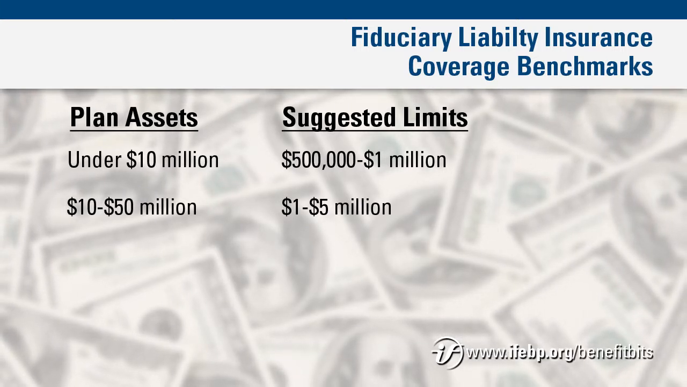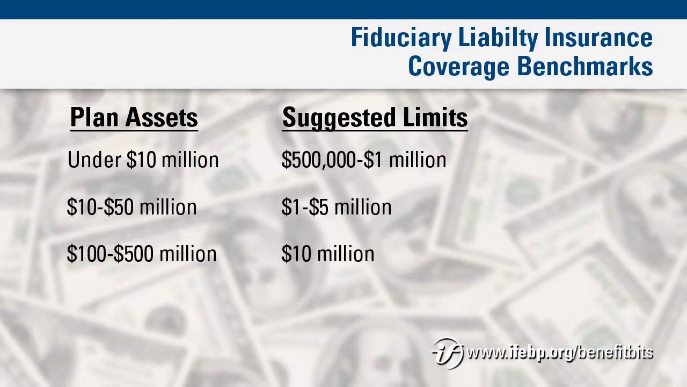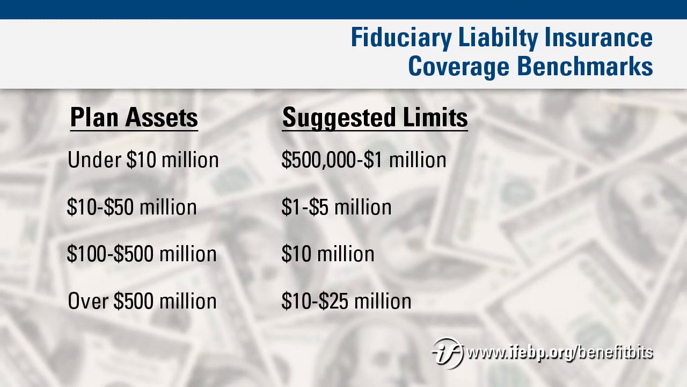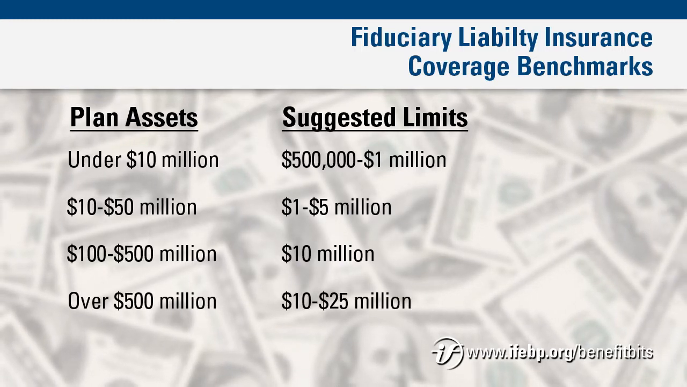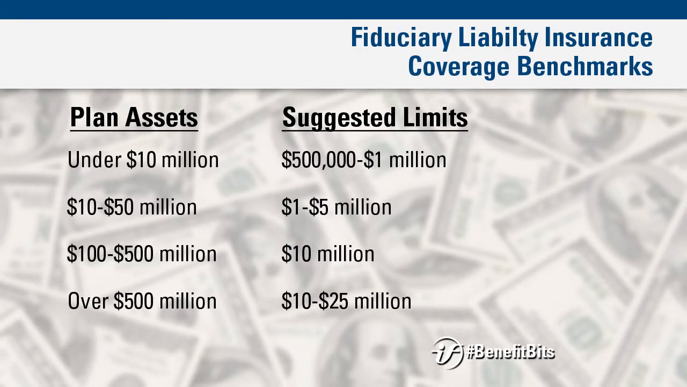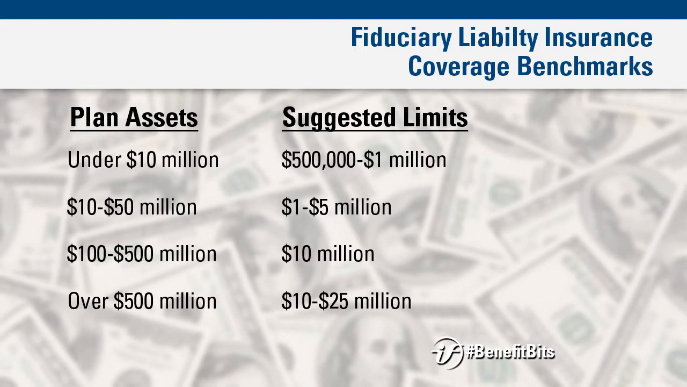And if you're somewhere between $100 million and $500 million, you would start considering $10 million in limits. And for large funds over $500 million, you would consider $10 million in limits and up to $25 million. And some get towers of insurance as much as $50 million. But you're starting with what your assets are that you're protecting in the fund.